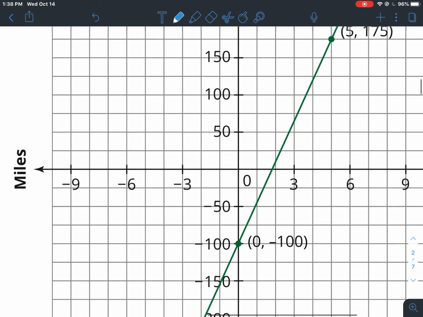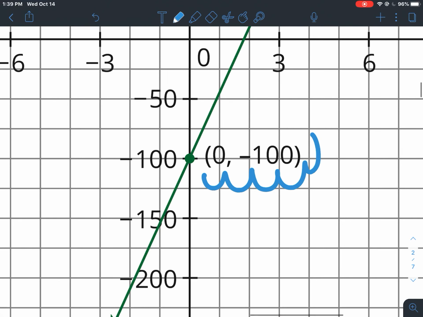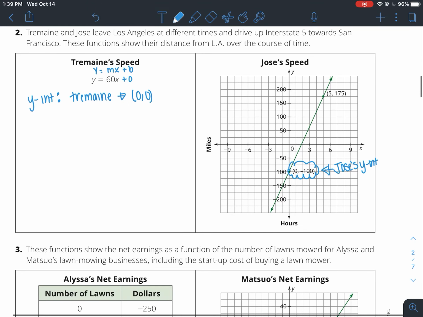So let's look at Jose. Where we cross the y-axis is our y-intercept. So right here, this is Jose's y-intercept. It means that at hour 0, he was 100 miles away from San Francisco. So that means that Jose and Tremaine are 100 miles apart. They started 100 miles apart in their drive up Interstate 5.